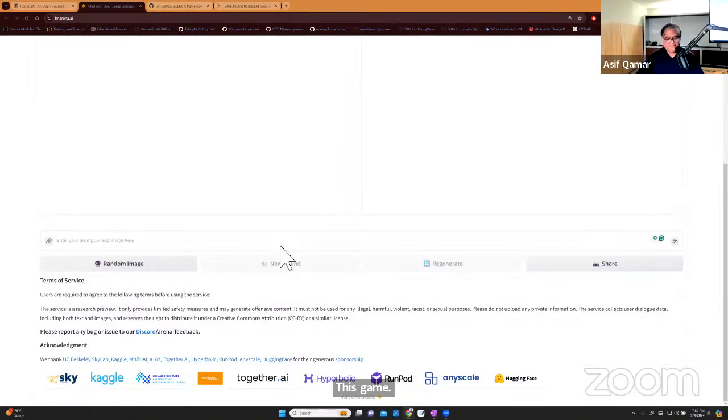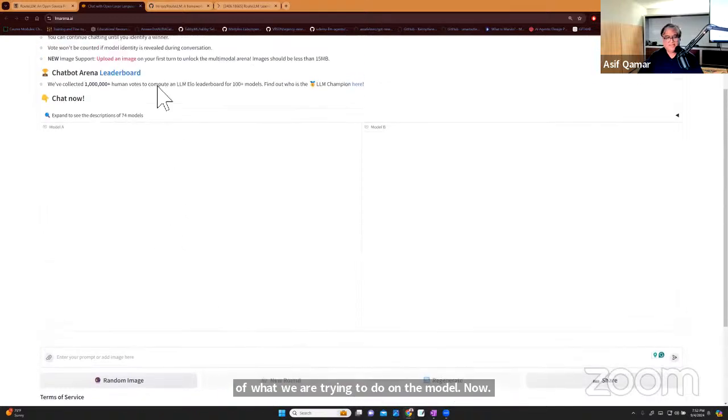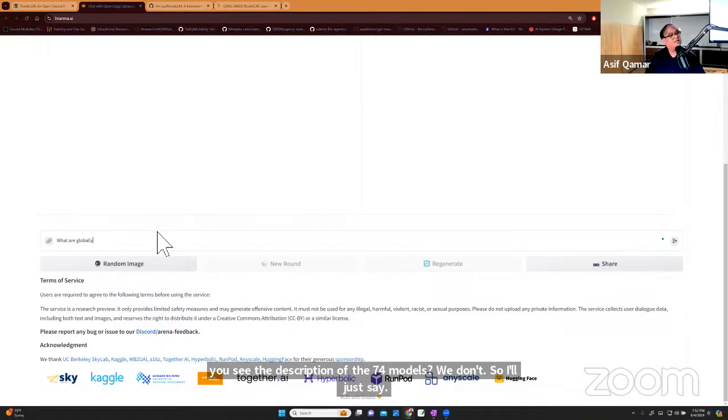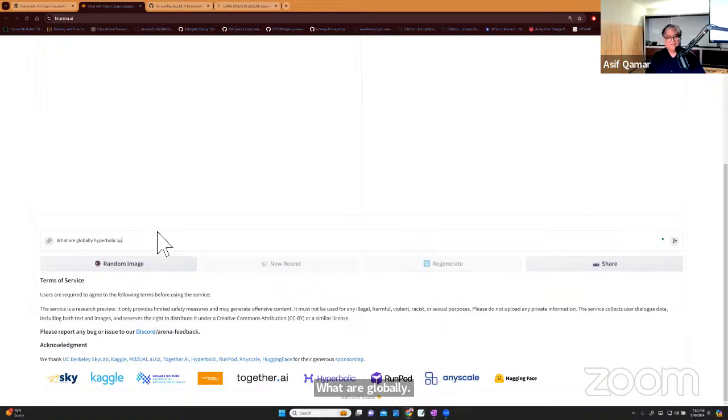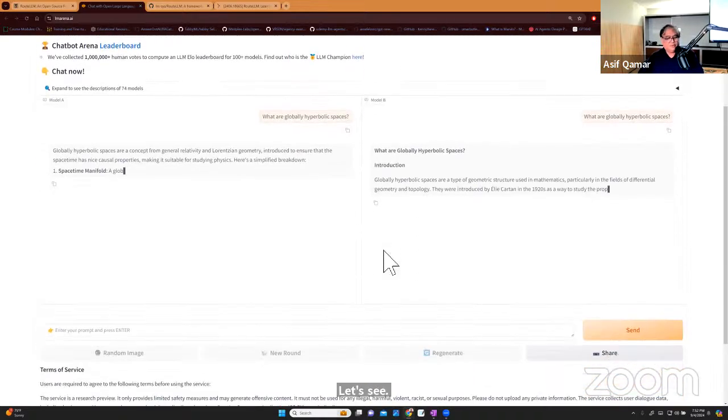And the reason I'm doing this is this goes to the heart of what we are trying to do. Do we have a control on the model? No. Model A, no. Expand to see the description of the 74 models. We don't. So I'll just say, okay, we'll go there. What are globally hyperbolic spaces? Because this was my first graduate school topic, so I'll ask this question. Let's see how the models do, and then we'll go over to the other thing.